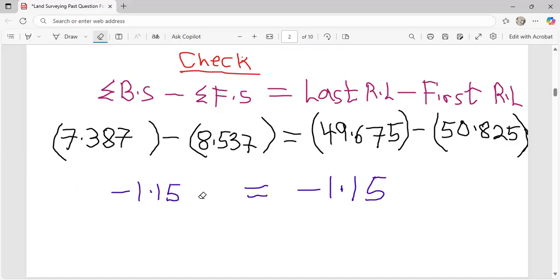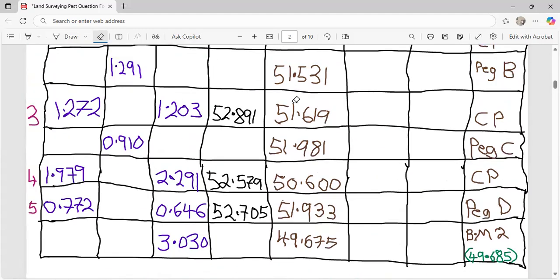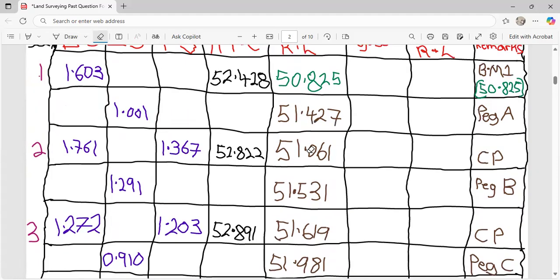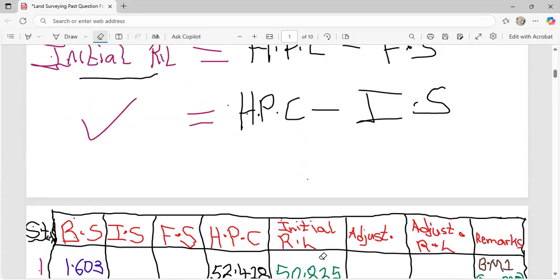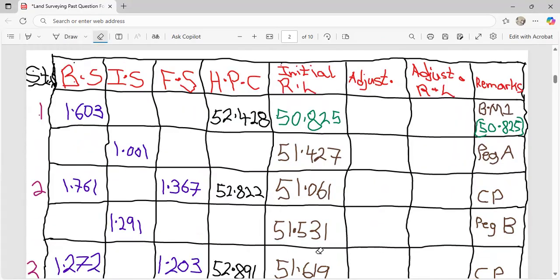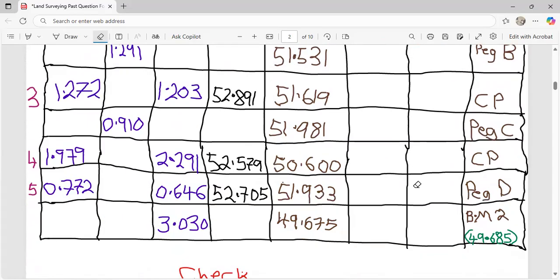Assuming that your left hand side is 2.5 and your right hand side is 8.5, it means that the calculations you did for the initial reduced level have a problem, because if you perform the check, it is supposed to check. So from there we can now come and adjust our table. We can now come and adjust our readings to make life easier.